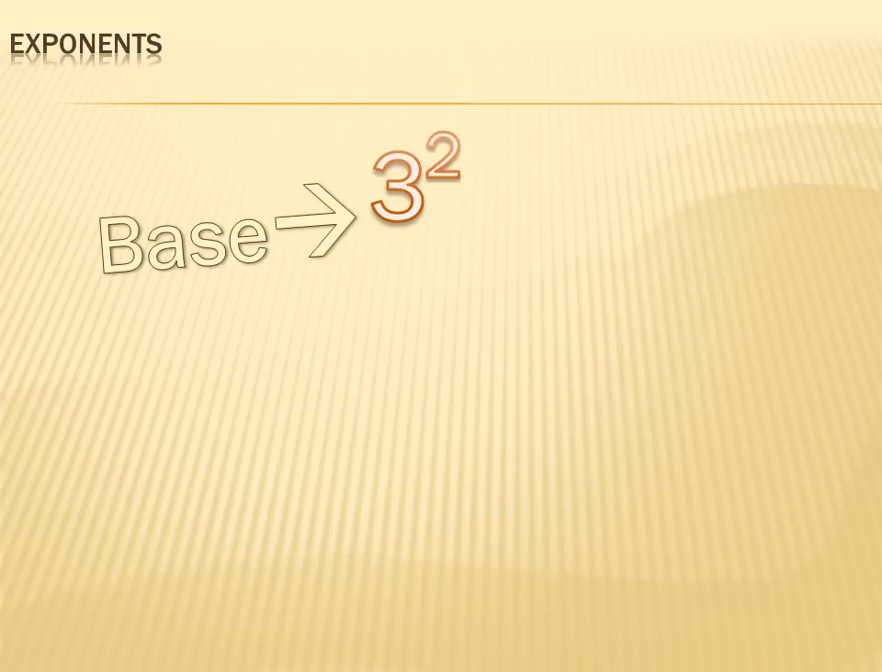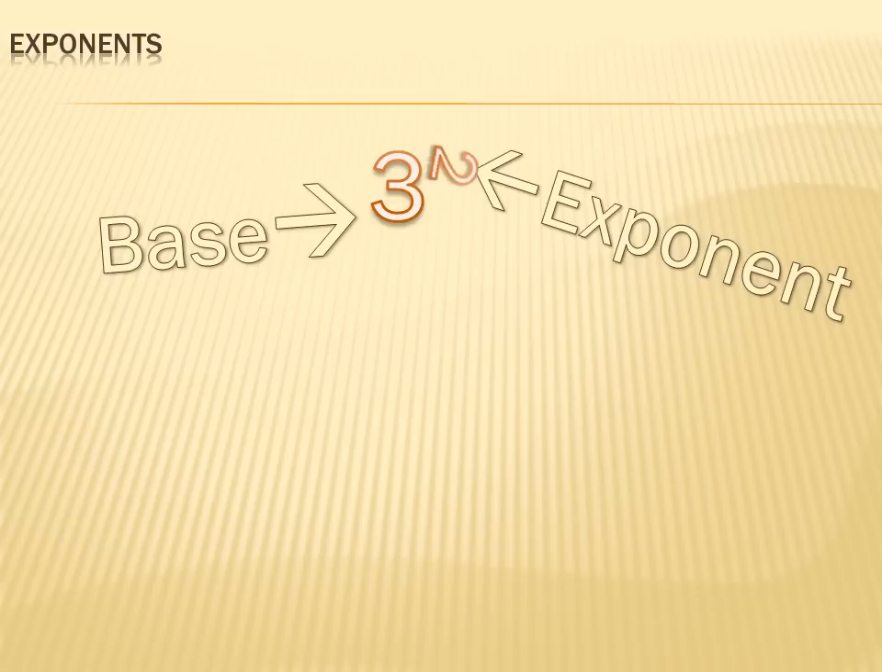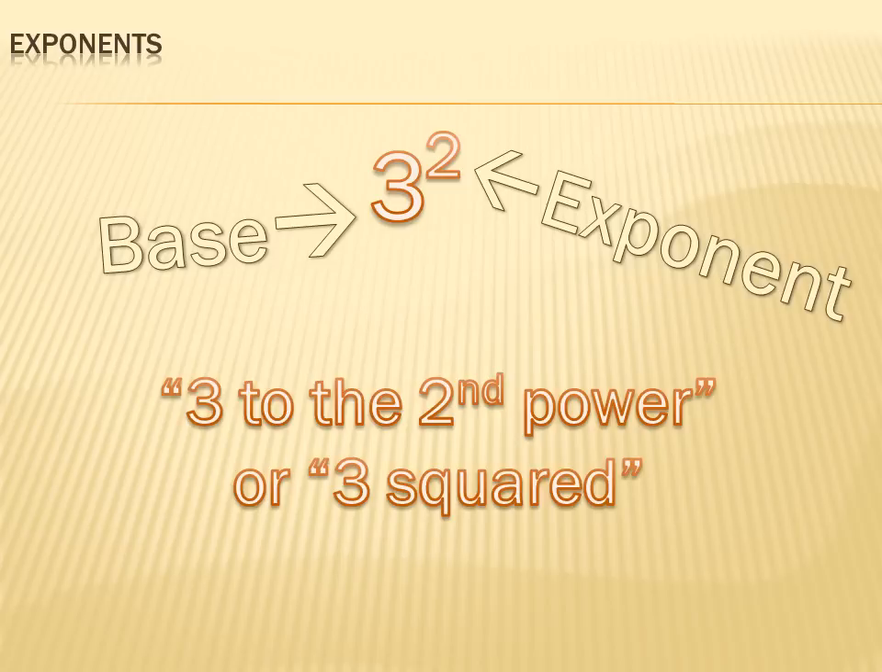Well, let's review some of the basics of exponents. I think you know this stuff, but we'll review it anyway. Here's an exponent, and the 3 is called the base. And the 2 is called the exponent. And we could translate this mathematical expression into English, and we'd say it reads 3 to the second power, or 3 squared. So 3 to the second power, or 3 squared, is a power.